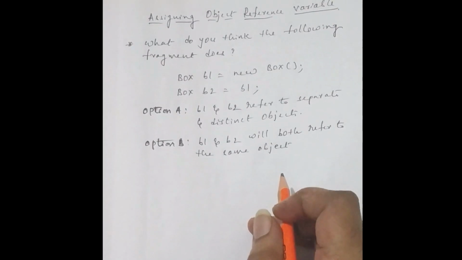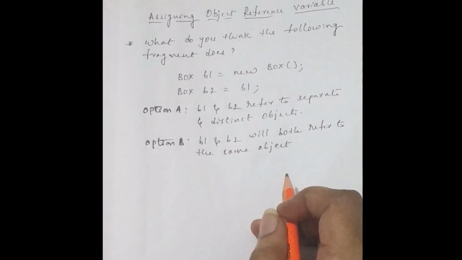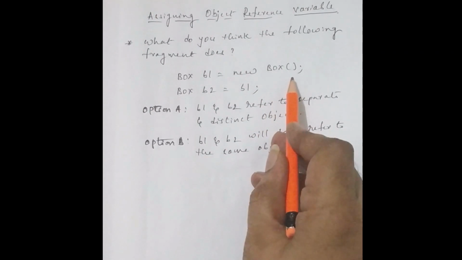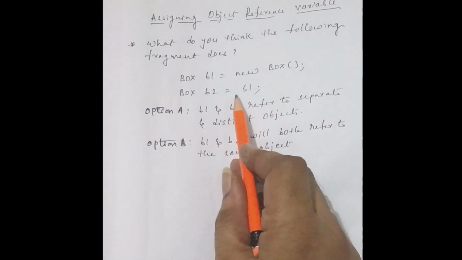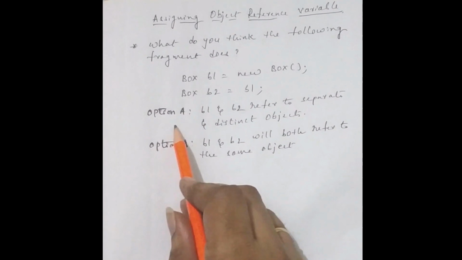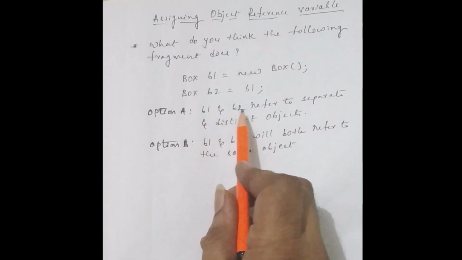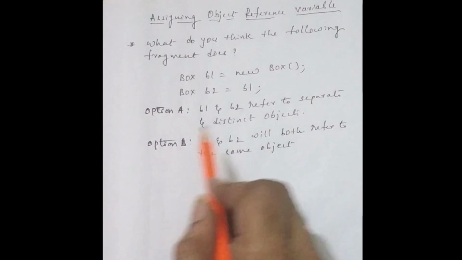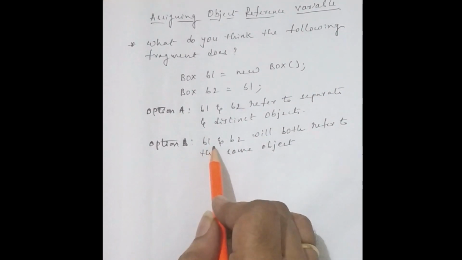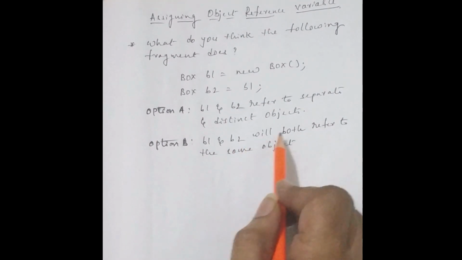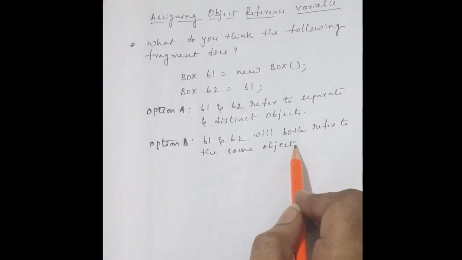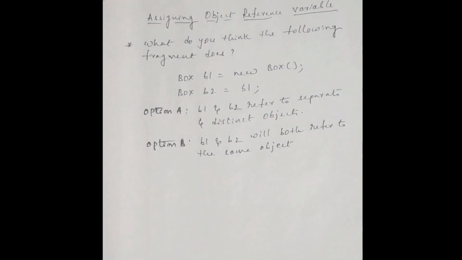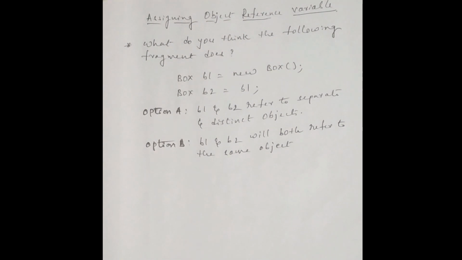The question says, what do you think the following fragment does? Box B1 equal to new Box, Box B2 equal to B1. Option A says B1 and B2 refer to separate and distinct objects. Option B says B1 and B2 will both refer to the same object. So what's your answer? Just pause for 1 minute and identify the correct answer.